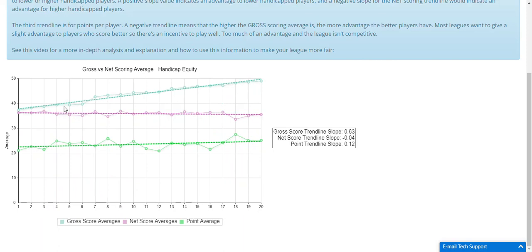Now, in this league, you see that, of course, the gross scoring average trends up, always does, because we have players from low to high handicappers. But the net score trend line actually trends down. That's interesting. So the higher your handicap, the lower your net score. I find that to be a problem. And so comparatively, the higher your gross score, the more points you're winning. And I find that to be a problem as well.